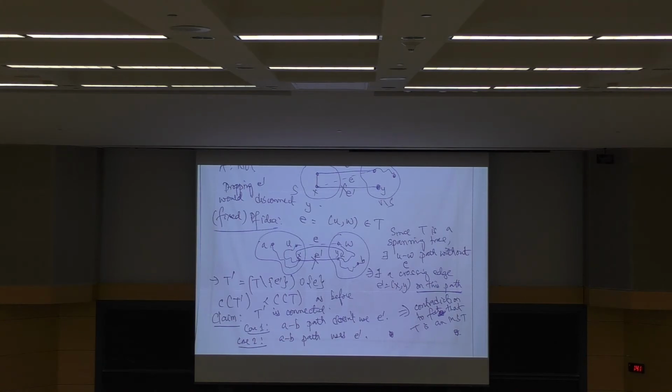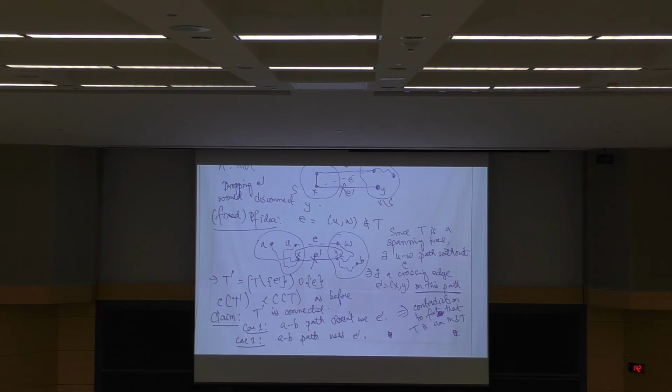So your question is, you don't understand why there has to be a uw path without E. Because E is not in T, right? That's the assumption. T is an MST that connects everything, and the original assumption was that E is not in T. Sorry, throughout we have been assuming that the edge E is not in T.